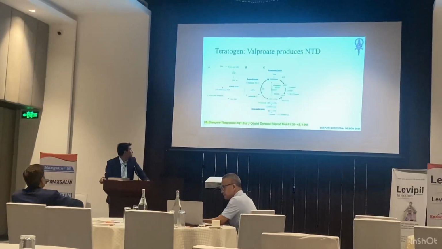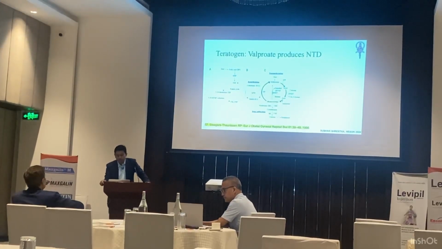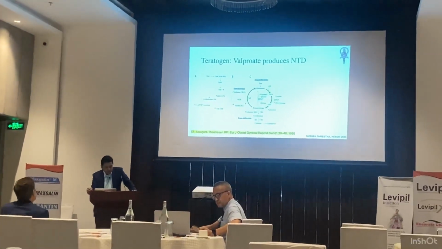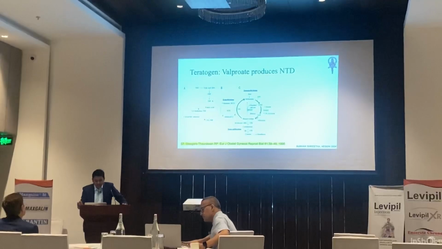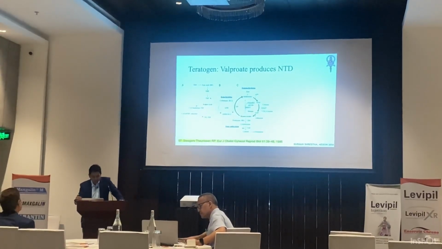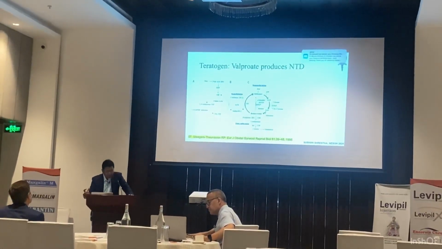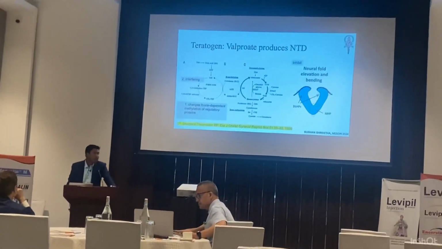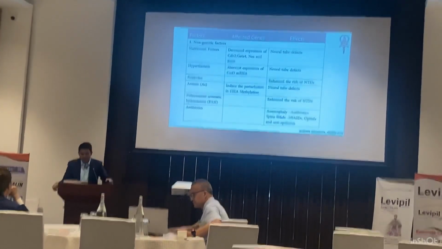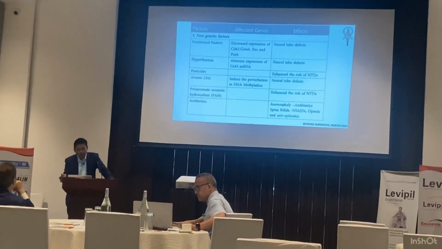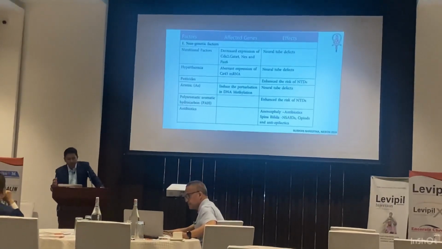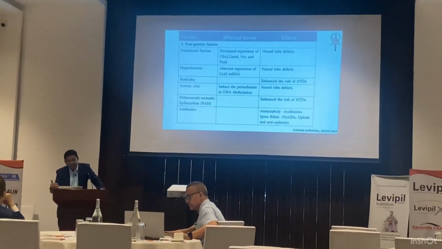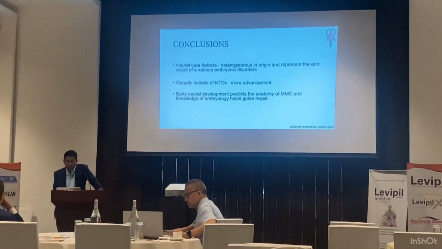Next is valproate, a drug that also produces neural tube defects. It usually interferes with the conversion of tetrahydrofolate to 5,10-methylene tetrahydrofolate, and it also affects folate-dependent methylation. Other affected genes are also there, which include non-genetic factors, nutritional factors, and hyperthermia, due to which there is aberrant expression of these genes. So genetic involvement is very important in the case of neural tube defect.